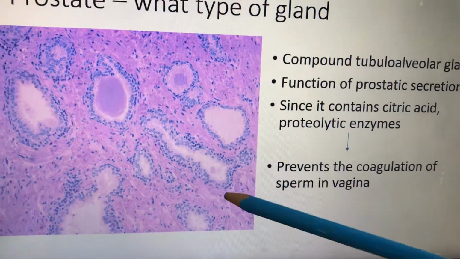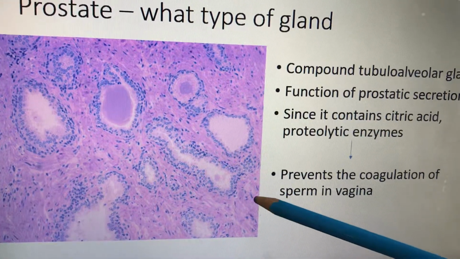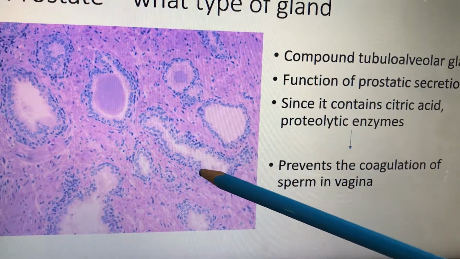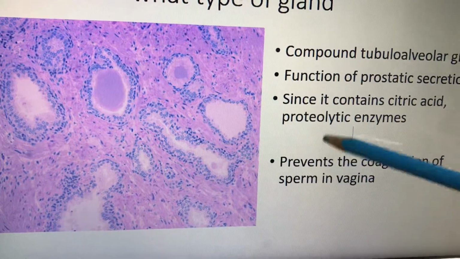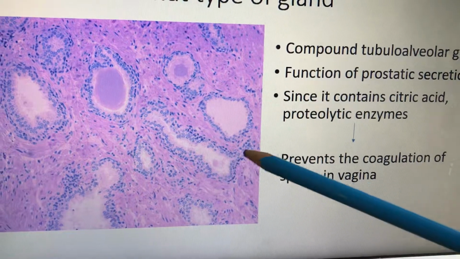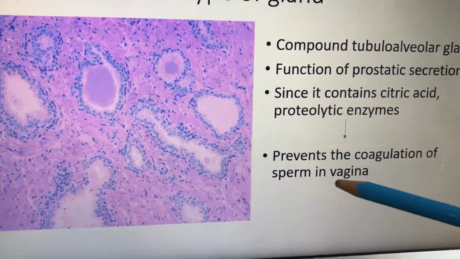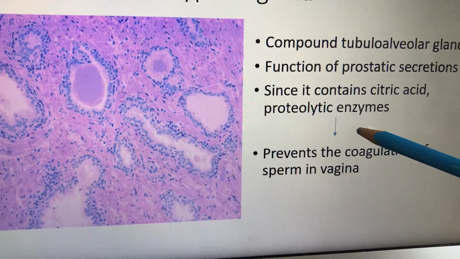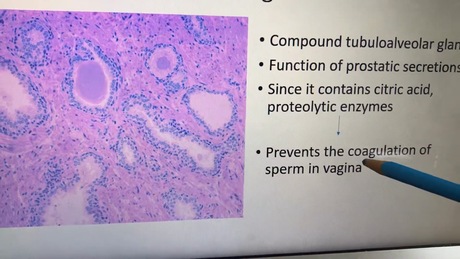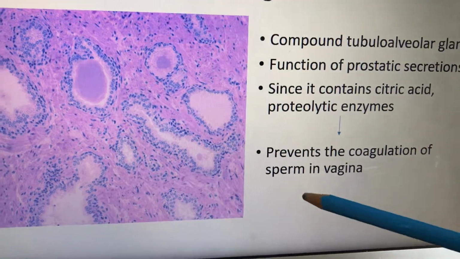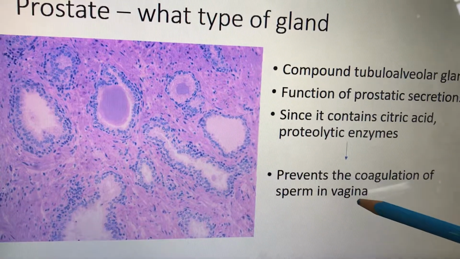So what happens? We have a very important factor, prostate specific antigen, which is produced by the epithelial cells of the prostate. What is the role of this? This also allows the sperm to move freely inside the fluid. Understood? So that is the importance of the prostate specific antigen, the citric acid and the proteolytic enzymes present in it, acid phosphatase, everything. It prevents the coagulation of the sperm in the vagina. Then only the sperm can swim. Understood? This is about the prostate.